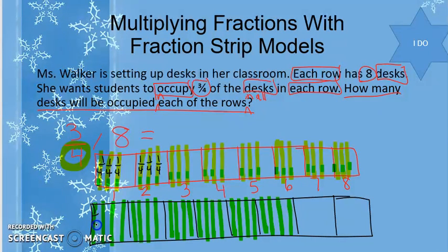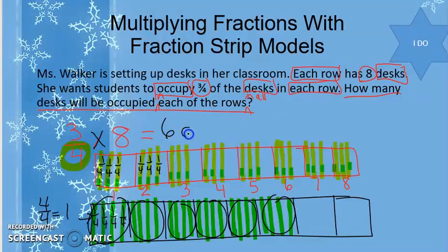Remember that each one of these is 1/4. So if we have 1/4 and we have 4 of them in each of these rows, then this would be equal to 4/4, which is equal to 1. So we have 1, 2, 3, 4, 5, 6 that are completely full. So we can say that 3/4 of 8 desks in each row means that 6 desks will be occupied in each of the rows in total. Okay, 6 in each row.